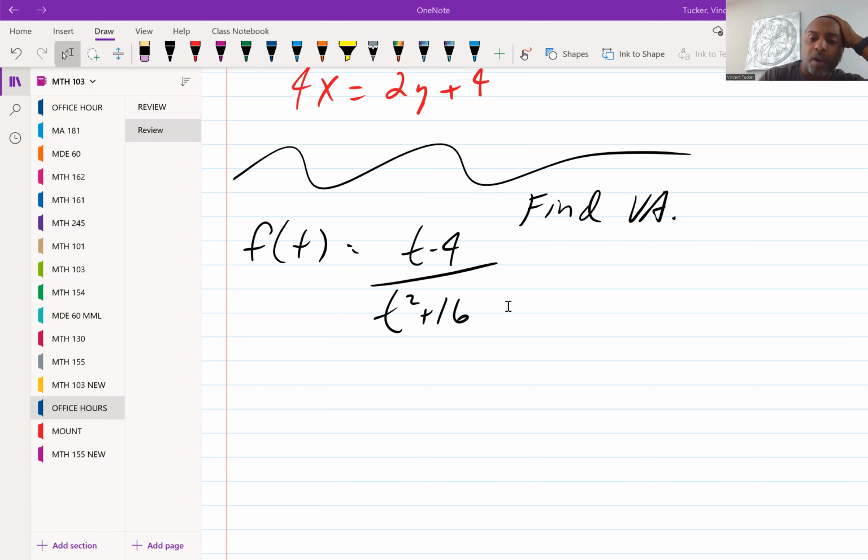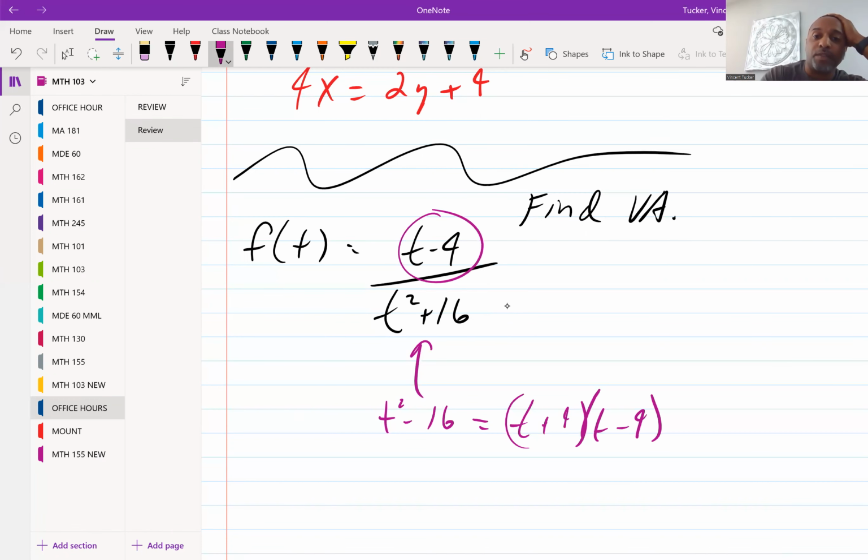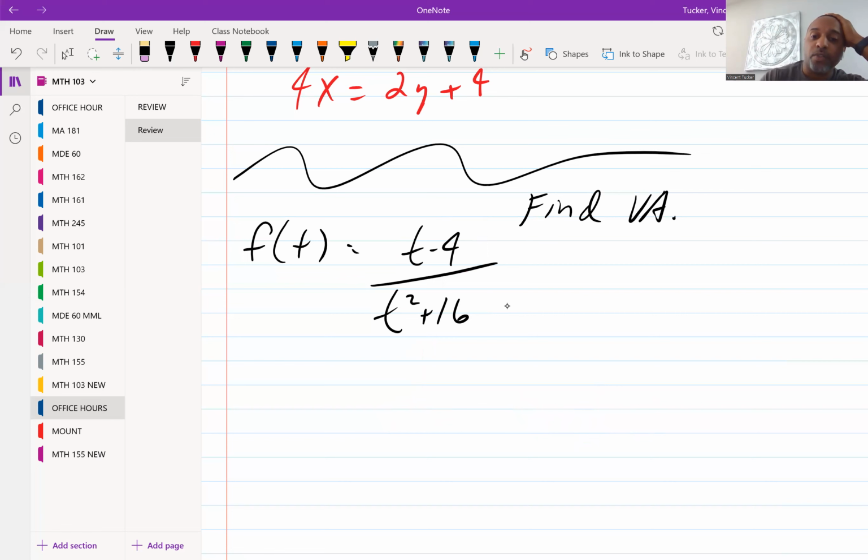So let's go ahead and knock this problem out. You're talking about finding a vertical asymptote. Now, this one does not have one because you cannot factor this denominator. If this was t squared minus 16, then you could factor it into t plus 4 and t minus 4, and then be able to cancel out with this t minus 4 up top. But because it's plus 16, it is not able to be factored. So that's why the vertical asymptotes do not exist.